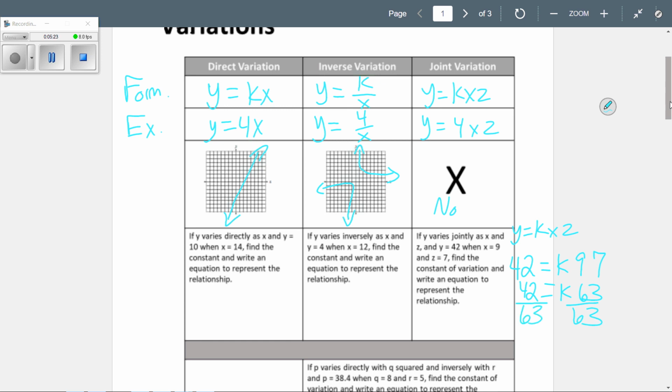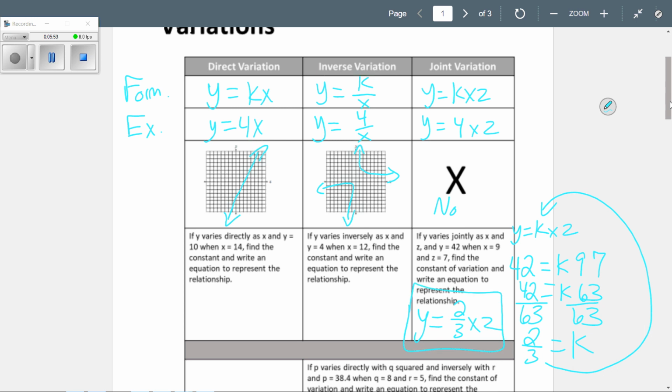42 over 63, when you simplify it, again, take your time to simplify it. I just want to save us time. When you simplify it, you get 2 over 3 equals k. So we know our k is 2 over 3. Now we just fill that into the original equation. So we take what k is and fill it in right here. That's it. So y equals 2 over 3 x times z. And we're done. Simple, simple stuff.